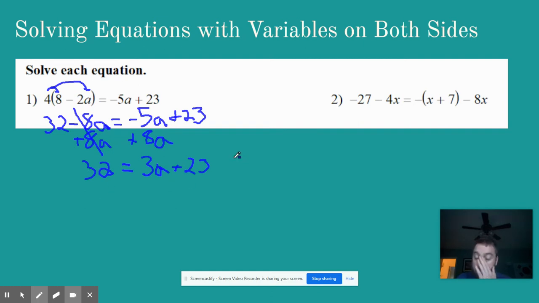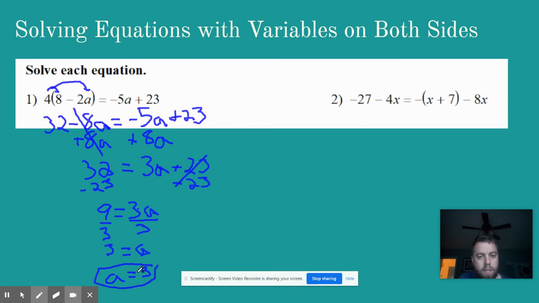Now, it's just become a 2-step equation. We're trying to isolate our variable. Isolate means to get by itself. So I subtract 23 from both sides. Of course, it cancels out here, and 32 minus 23 is going to be 9. 9 equals 3a. There's a little imaginary multiplication sign here, so I'm going to do inverse operations and divide. And we have a equals 3, but we're trying to get in the habit of writing the variable first. A equals 3. And that's our final answer.